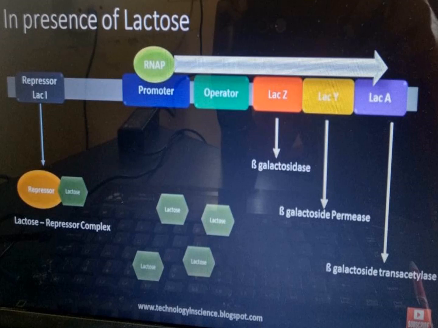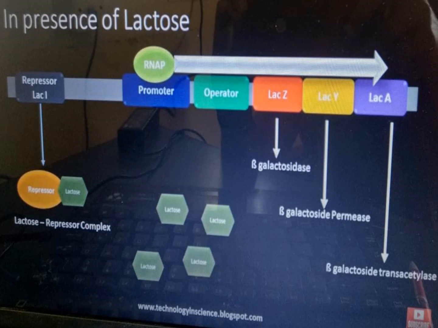Here the lac gene produces the repressor protein. In case lactose is present in the environment, the lactose will go and bind to the repressor protein and form a lactose-repressor complex. What is the function of this complex? The normal repressor goes and binds to the operator. With any structural modification, the repressor won't do its action, right? So there is no binding of the repressor to the operator.